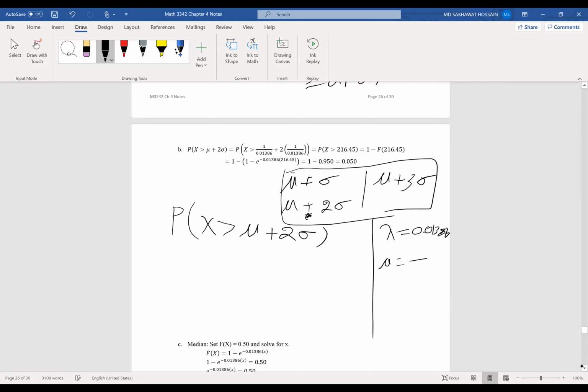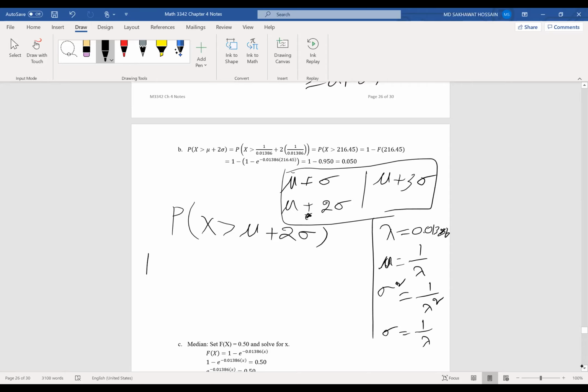Mu is 1 over lambda. And sigma square is, we know, 1 over lambda square. So sigma is 1 over lambda. Since we know the value of lambda, we can calculate the value of mu and the value of sigma.